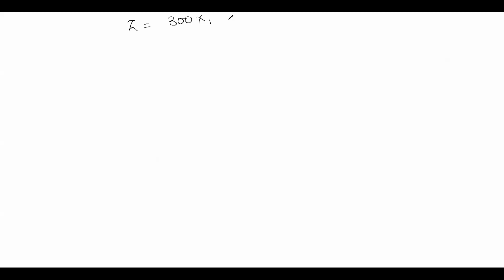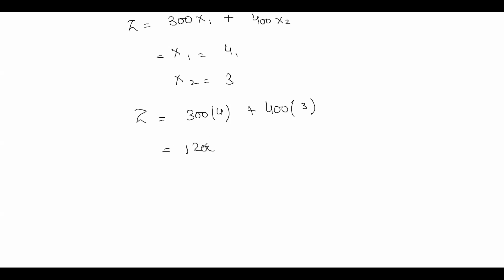All right, 300 x1 plus 400 of x2. Now we know x1 is equal to 4 and x2 equals 3. So z is equal to 300 into 4 plus 400 multiplied by 3. This will give us 1200. The total profit is 2400.